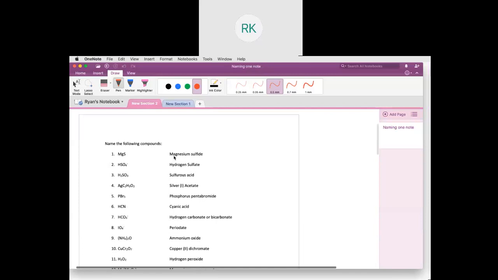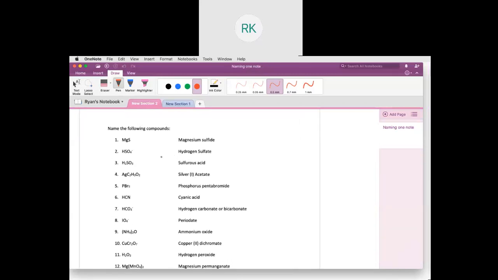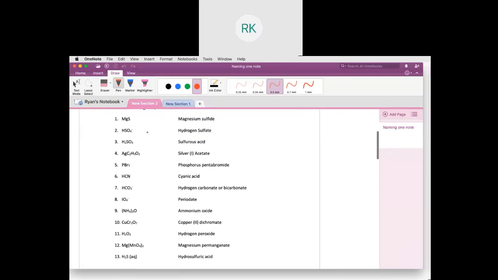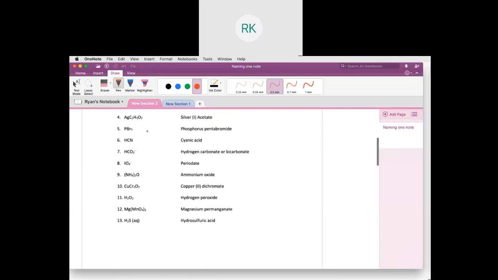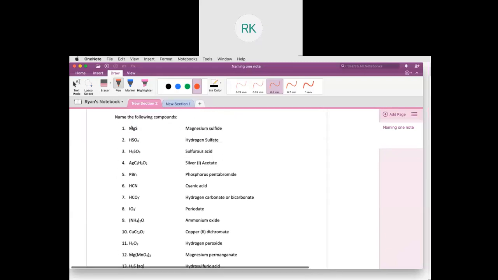We are now going to go to the naming sheet and very similarly go through this. There are 13 examples of formulas to names, and then 12 more examples of names to formulas. For the first one, as we can see right here, Mg, we have a metal cation, and then sulfur is our anion. So we're dealing with an ionic compound here. Now Mg we know is magnesium. For an ionic compound, we just state the name of the first element, and for the second element, we just add the suffix "ide."